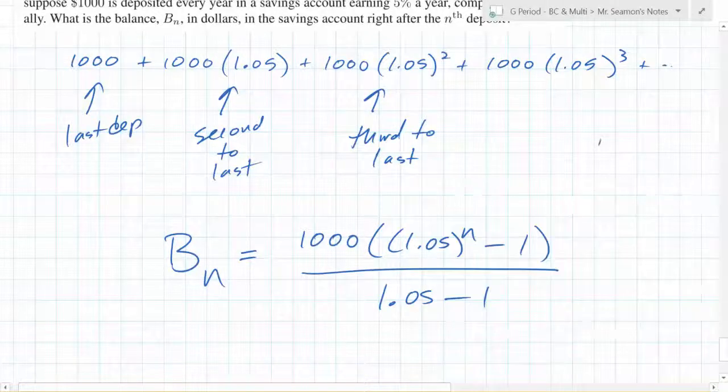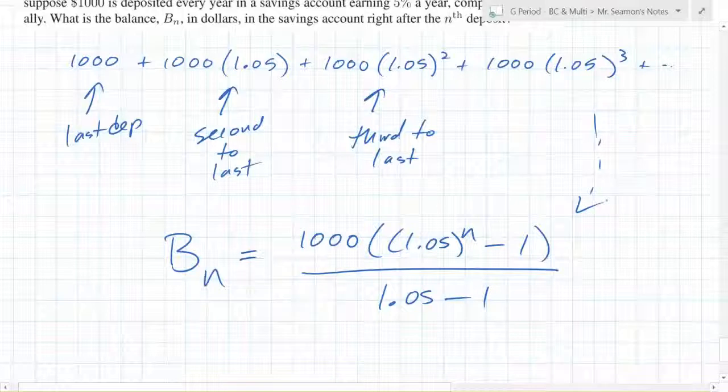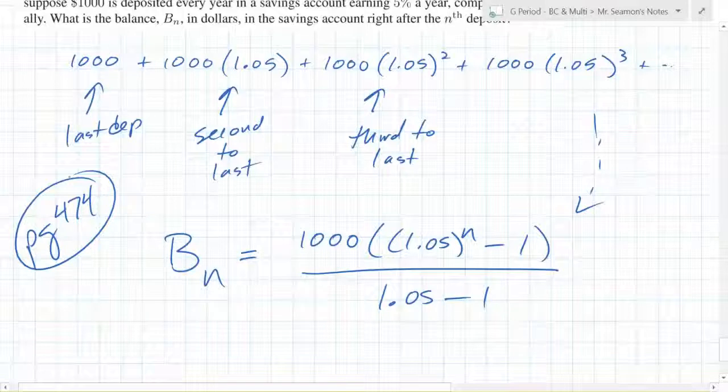If you go through all this algebra, and this is on page 474, you can look it up. Am I ever going to have you prove or do any of these things out like this? No, I'm not. The nice thing is, you now have an explicit formula.